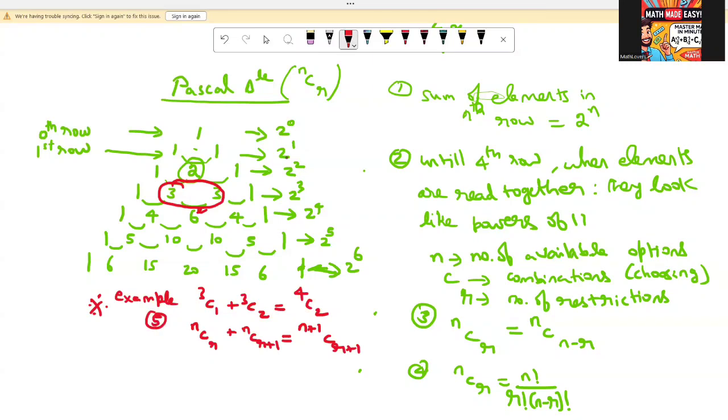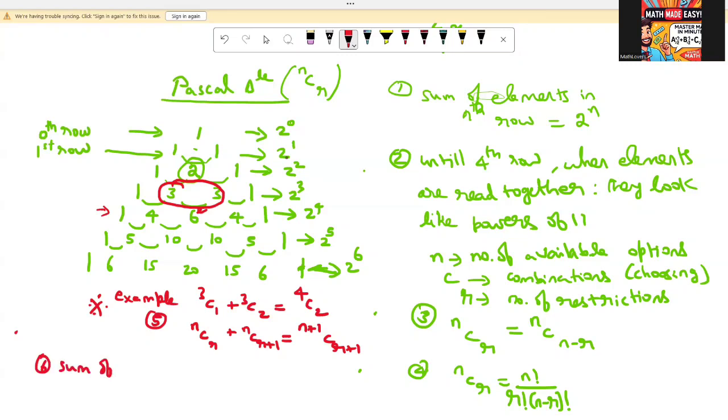Now look at the next interesting property. If you add the alternate positions, what happens? For example, I'm taking this row: 1 plus 6, 7, 7 plus 1, 8. And the other positions, 4 plus 4, 8. So they add up to equal values, which is half of the total summation. That was a fourth row. Now I'm also showing an odd row: 1 plus 10, 11, 11 plus 5, 16. And here 5 plus 10, 15, 15 plus 1, 16. So that is also a property we can notice.